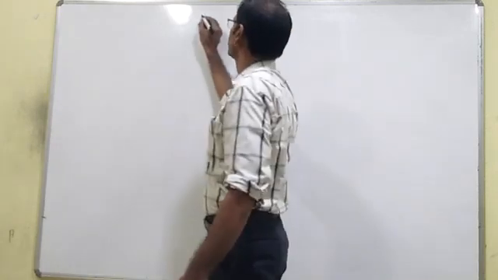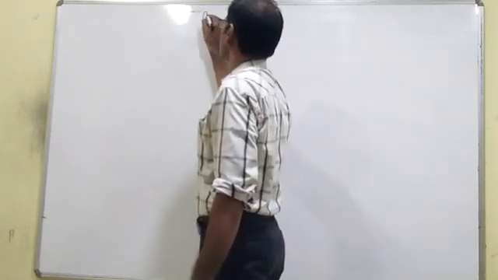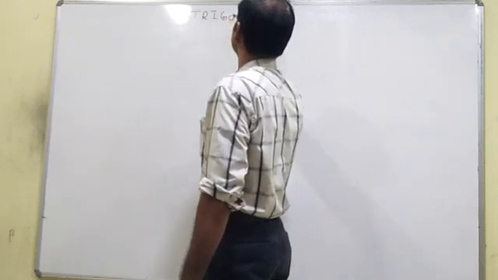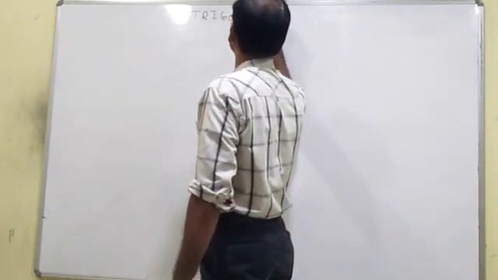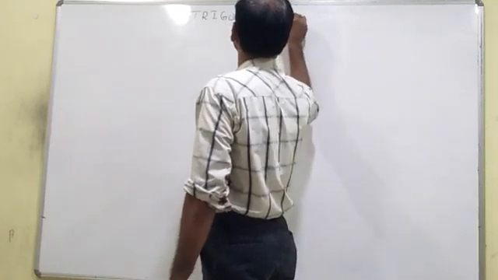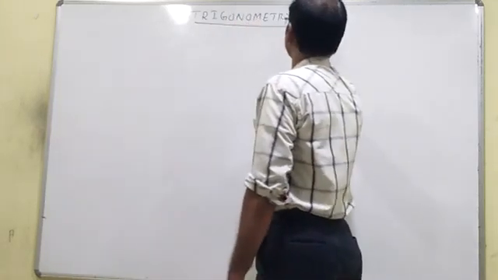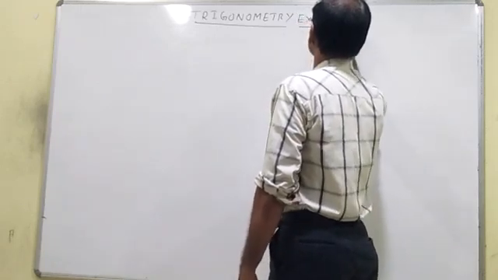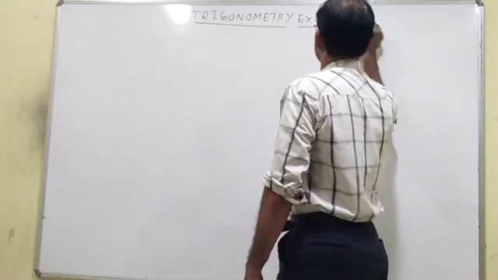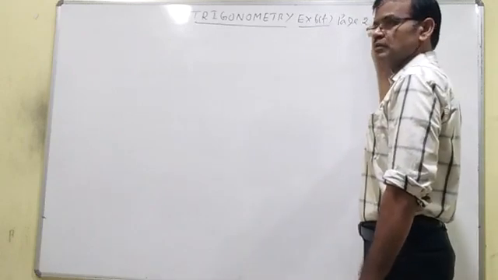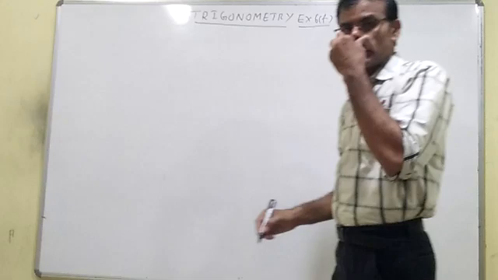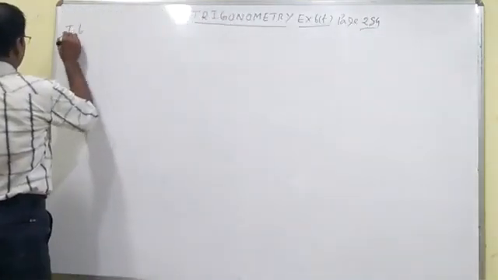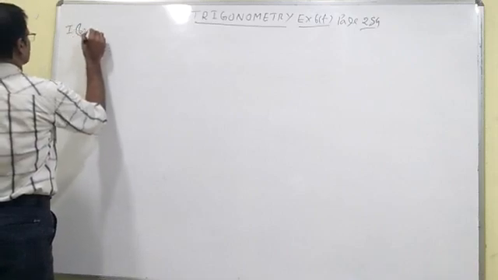Dear students, our topic trigonometry is going on. Trigonometry exercise 6F, page 289. Roman number 1, 6th question. Two sums are there.